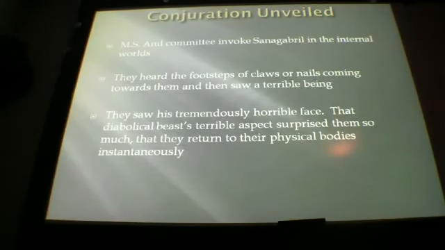You're right, yeah. So Master Samael and the committee invoked Santa Gabriel in the internal worlds. They heard the footsteps of claws or nails coming towards them and then saw a terrible being. They saw his tremendously horrible face. That diabolical beast's terrible aspect surprised them so much that they returned to their physical bodies instantaneously. So they kind of wigged out on this one. Yeah, exactly. They had to regroup.